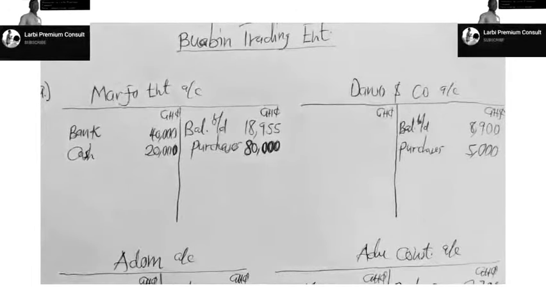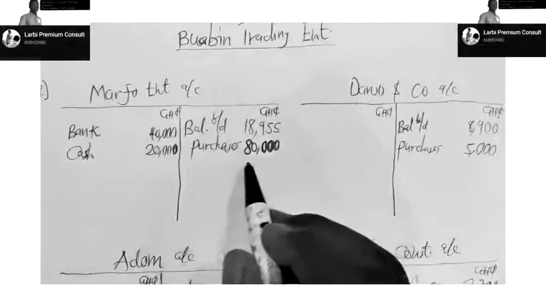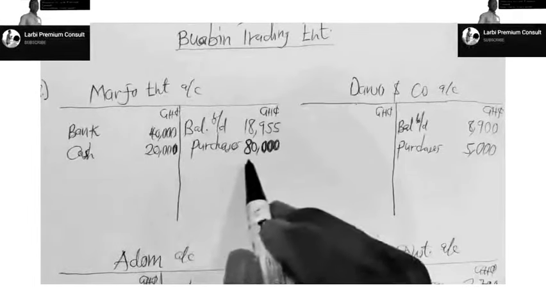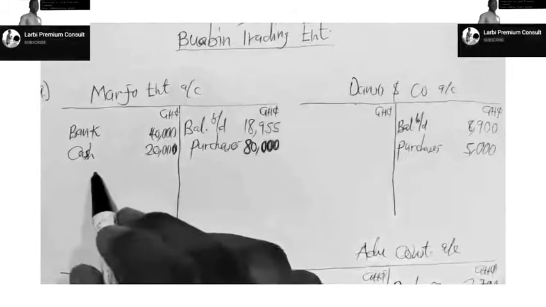I get what I'm saying. Then we balance the account. That is how we balance an account. So here I'm going to compute. You can see that here the credit side of Marfo is greater than the debit side. So the balance will be here as balance c/d.